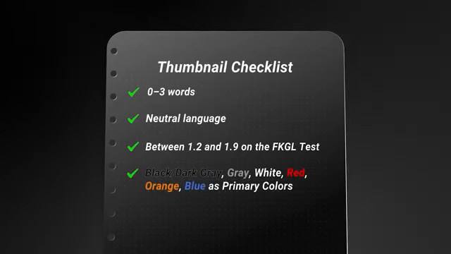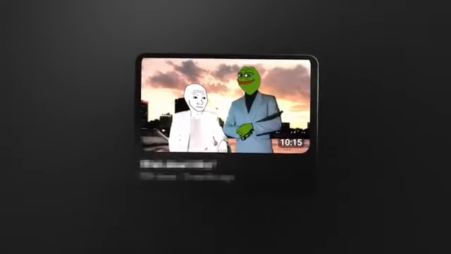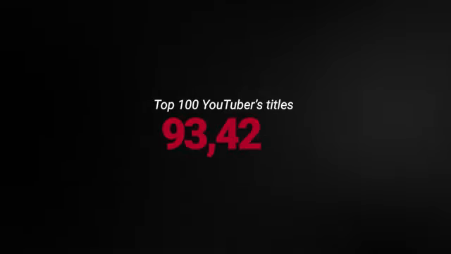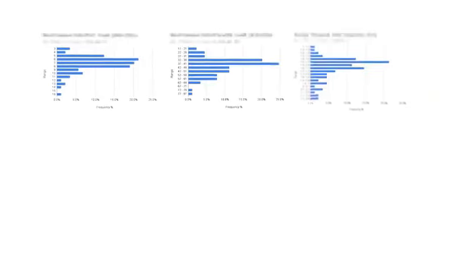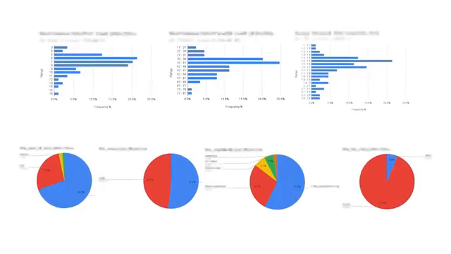But thumbnails are just one big piece of the clickability equation. What about titles? Well, we actually analyzed 93,421 titles from the top 100 YouTubers, which I actually found more interesting than the thumbnail data because titles are just a line of text, so they're a lot easier to analyze. And so there are title-related graphs I want to show you that will help us build out a title checklist if we want to model the top 100 YouTubers.